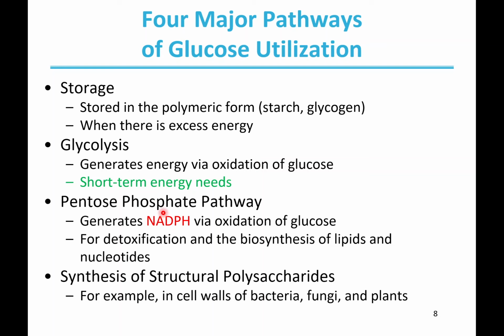The pentose phosphate pathway generates NADPH via the oxidation of glucose. So it's similar to glycolysis in that you're oxidizing glucose, but instead of getting energy out of that, you're getting a reduced cofactor, NADPH. That NADPH is then used for other cellular processes, such as detoxification or the synthesis of lipids and nucleotides.